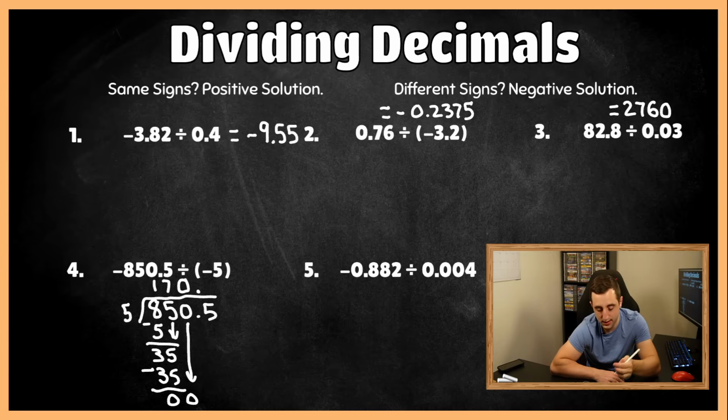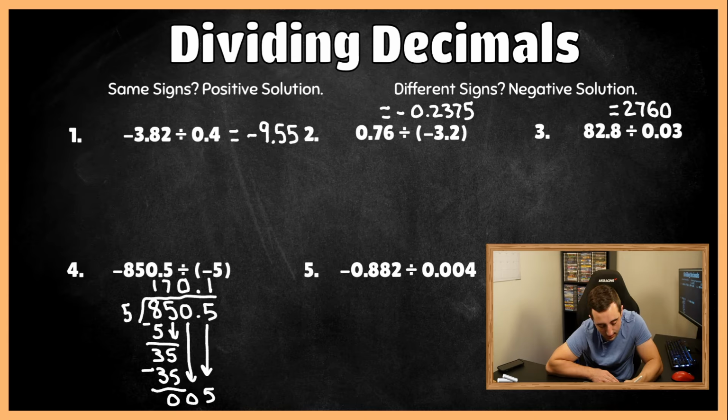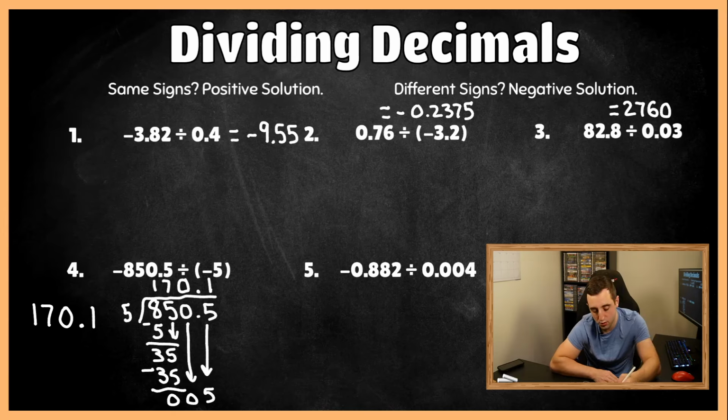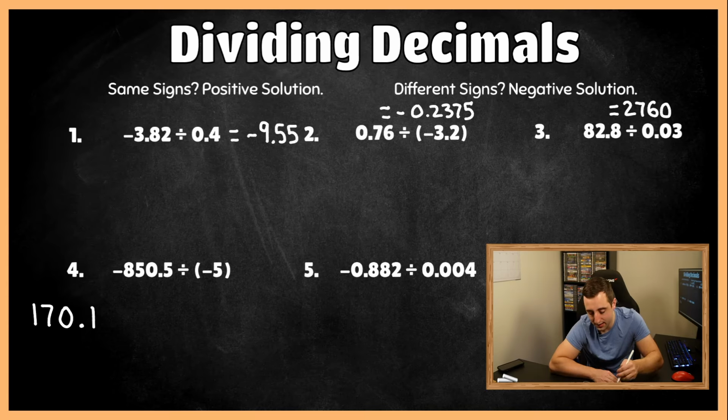The decimal point's already sitting there nicely for us, and then we finally bring down our last number, and 5 fits into itself one time perfectly, and then if we were to subtract those, we would get a remainder of 0. So our final answer is going to be 170 and 1/10, and it's positive because we determined at the very beginning that it's same signs positive solution, and then we finally have one number left before your practice session.